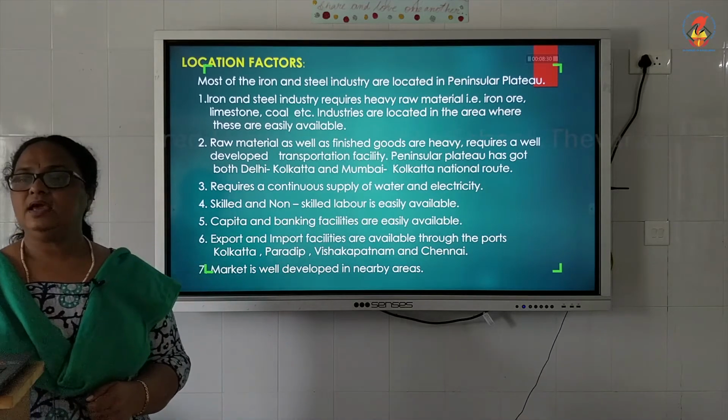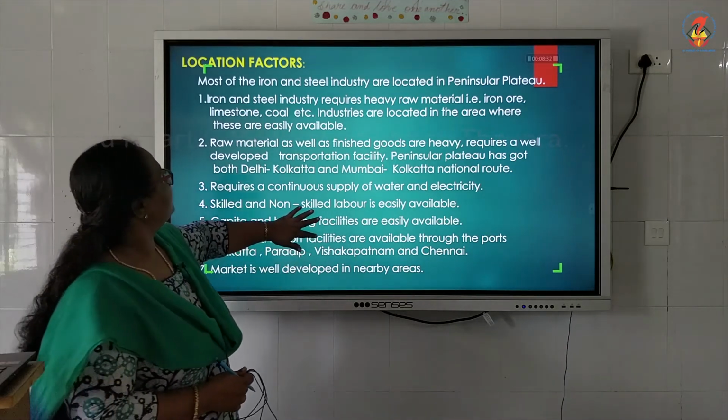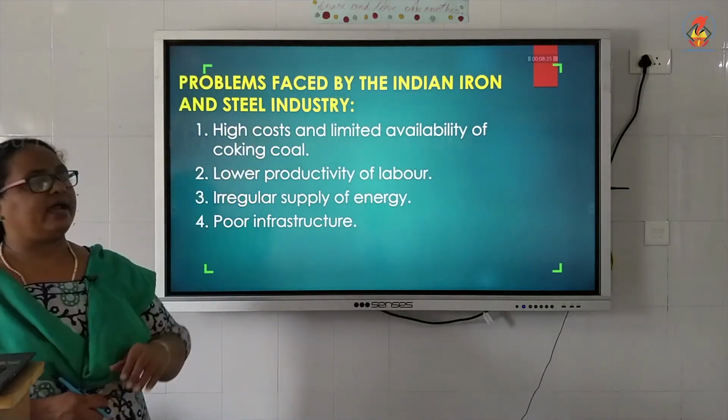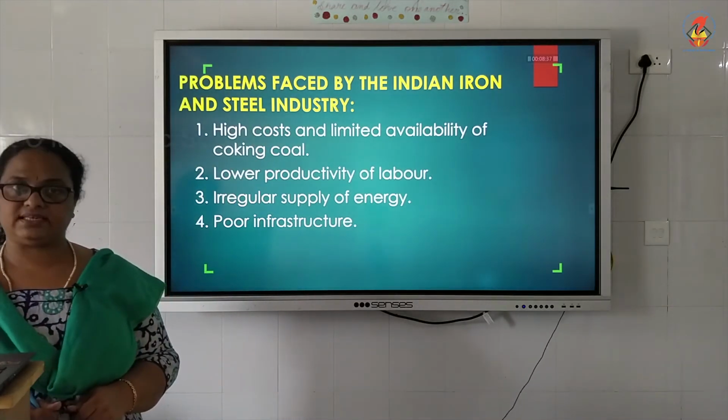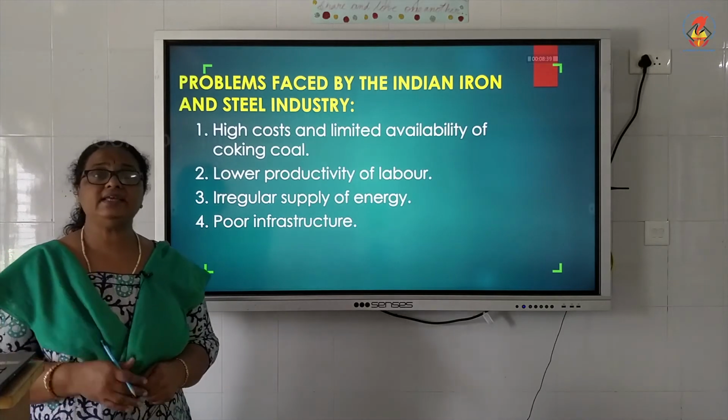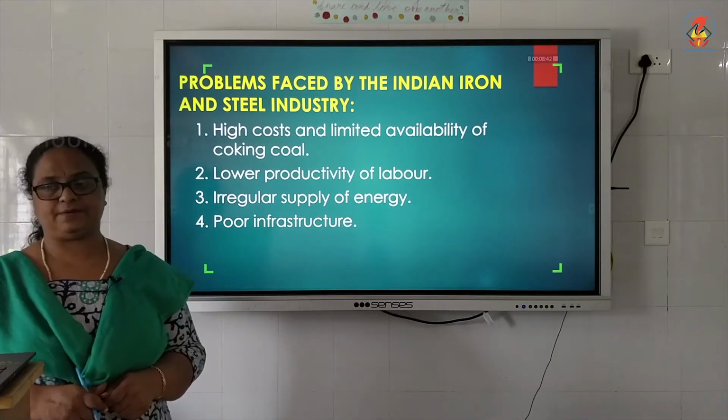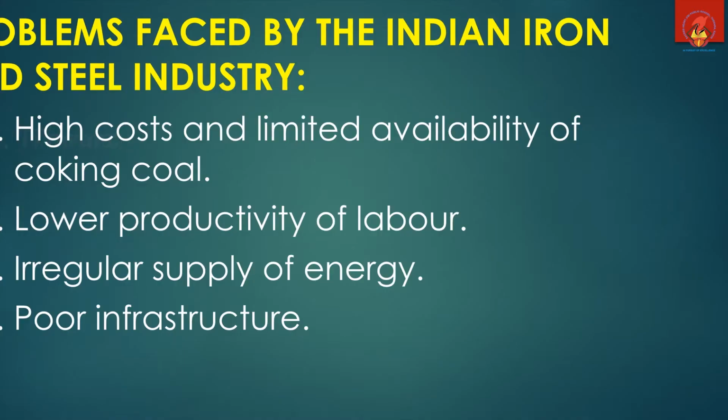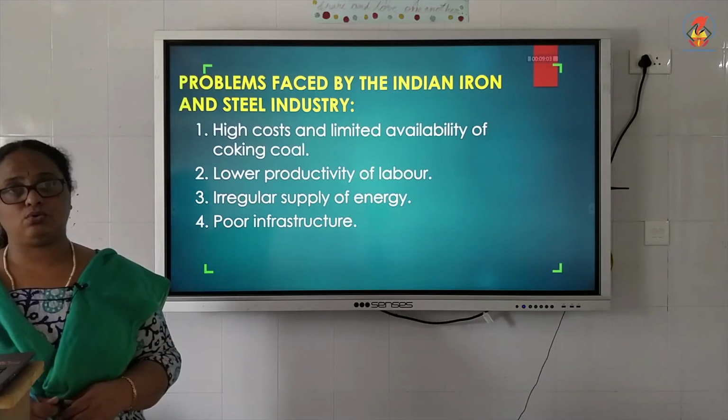Okay. Then we have some of the problems our iron and steel industries are facing, or the different challenges. What are the different challenges? The first one is high costs and limited availability of coking coal, which is one of the byproducts of the iron and steel industry. So high cost and limited availability of coking coal.